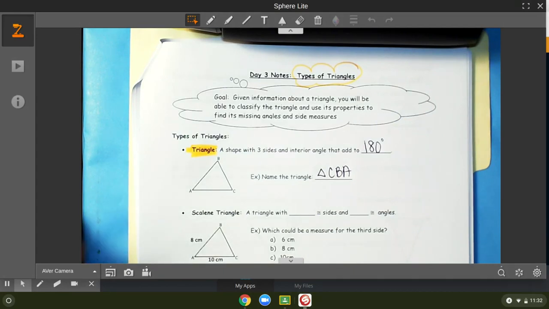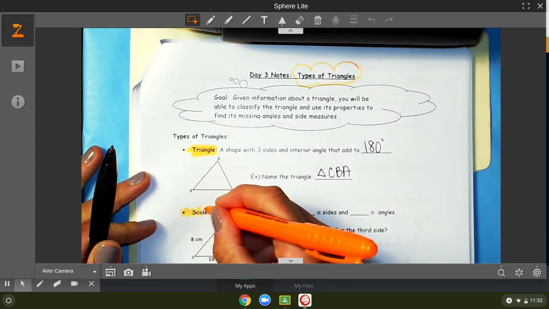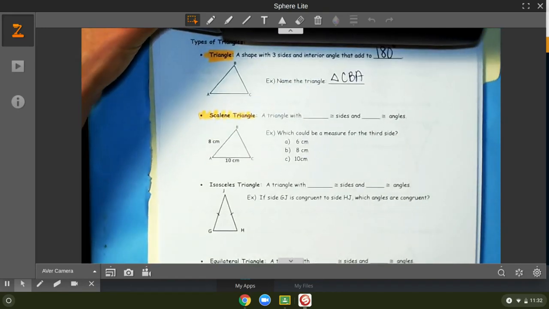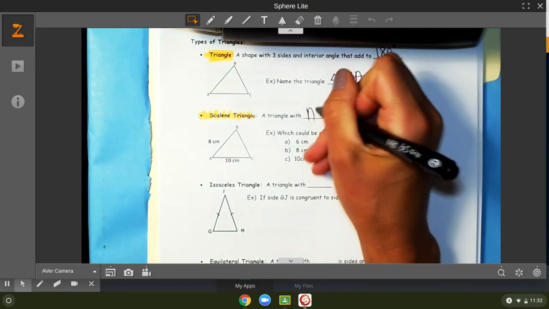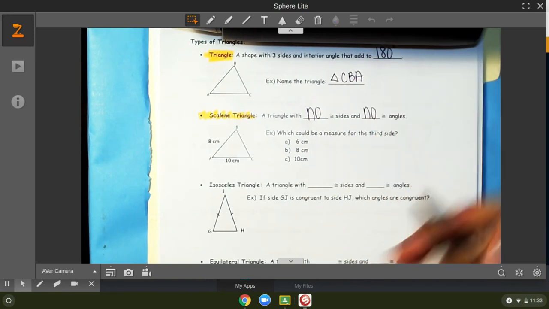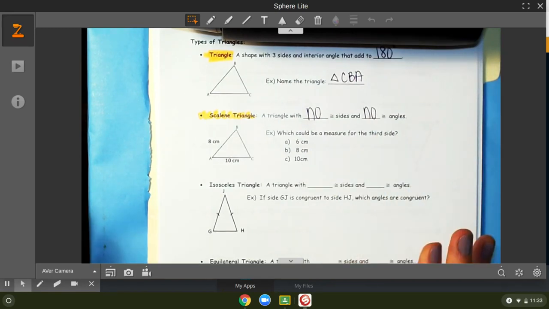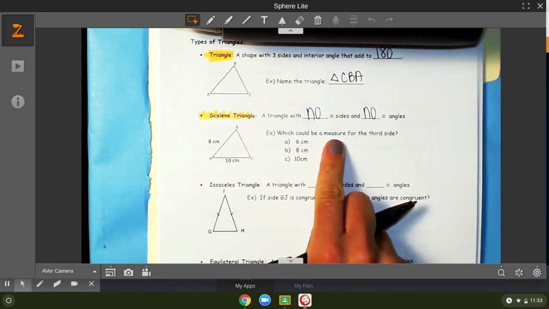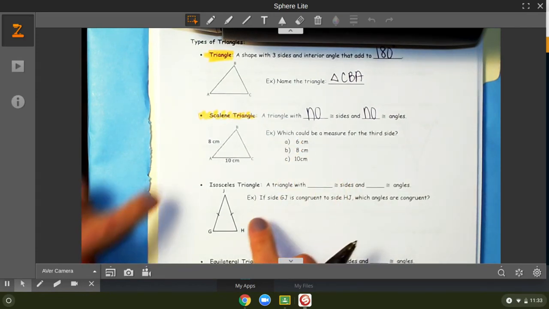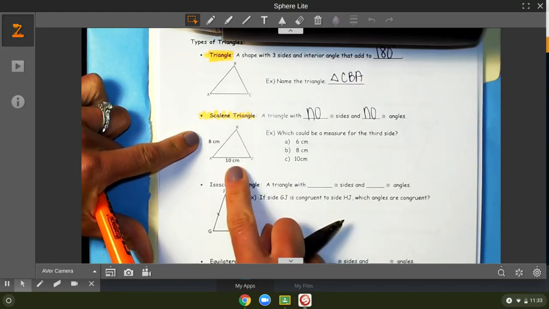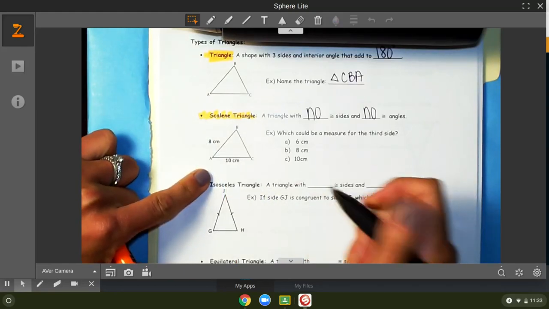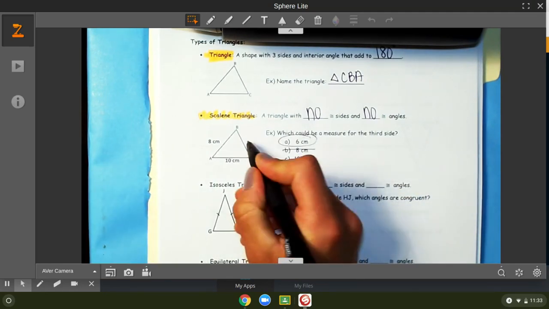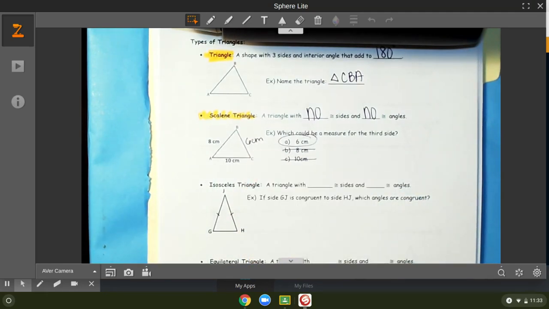All right, next up, the first type of triangle that we can have is a scalene triangle. A scalene triangle is a triangle with no congruent sides and no congruent angles. So nothing is equal in this scalene triangle. Which could be the measure of the third side? If you look at the picture, we already have an 8, we already have a 10. If we want it to be scalene, we cannot repeat any numbers. So the only option here would be 6 centimeters.